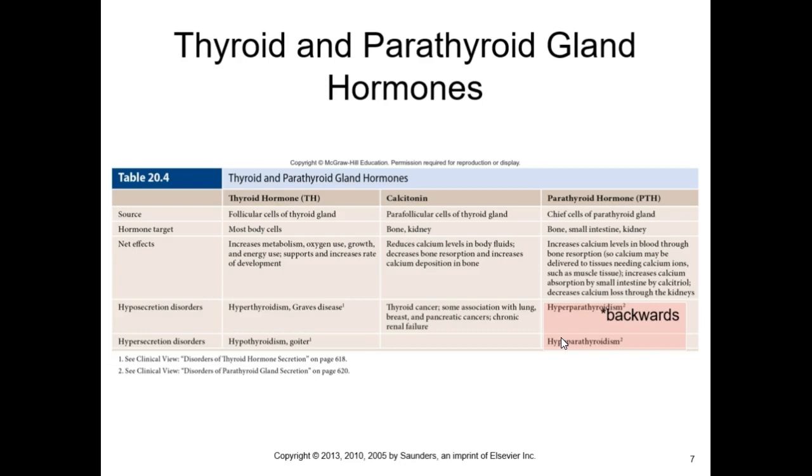So, that having been said, thyroid hormone, when you have a hyposecretion disorder of that, it's going to be called hypothyroidism. Very straightforward. No, it goes with goiter. They just switched everything in that row. If you have a hypersecretion of thyroid hormone, you're going to have hyperthyroidism, which is in many cases known as Graves' disease. There are other forms of hyperthyroidism aside from Graves' disease.